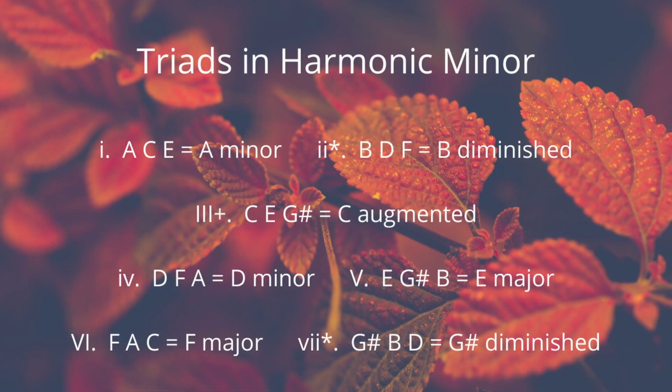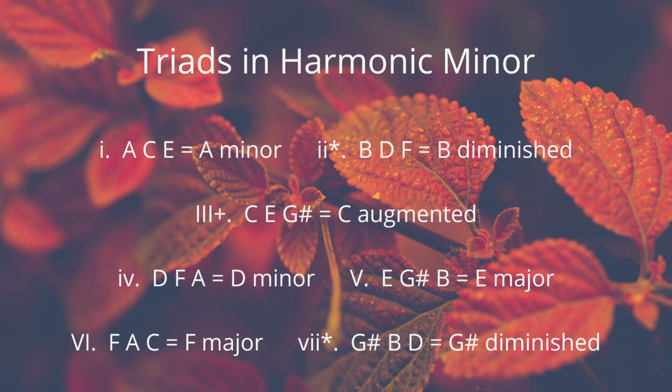Now, when we get to harmonic minor, things get quite a bit more interesting because of that raised 7th tone. In this case, in the key of A minor, the 7th tone is G, so all of the chords that had a G in them before are now going to have a G sharp in them, which will of course change what kind of chord they are.